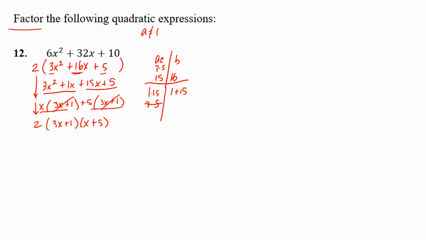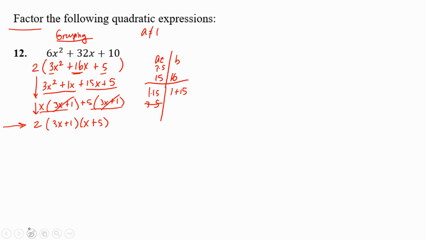And directions were just to factor, so this right here, 2 times the quantity 3x plus 1 times the quantity x plus 5 is my final answer. Keep in mind, because a was not 1, this is really the method to go about it. It's called grouping because we group factors and like terms together.